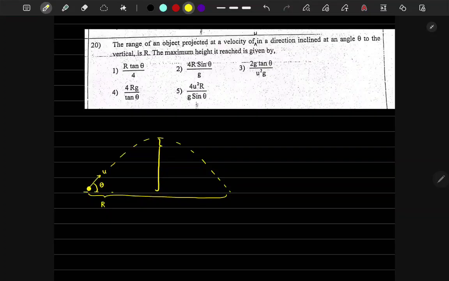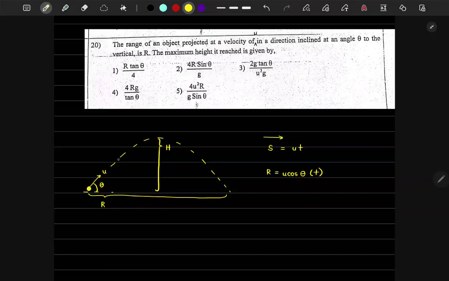This question can be done in several manners, but we have to look for the shortest method. First of all, we have to calculate times in terms of r and u and theta. So I would calculate the total flight time. That can be found by considering the horizontal motion. The horizontal displacement is r and the horizontal velocity, which is a constant, is u cos theta, into the time t.